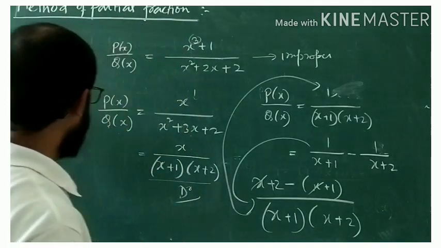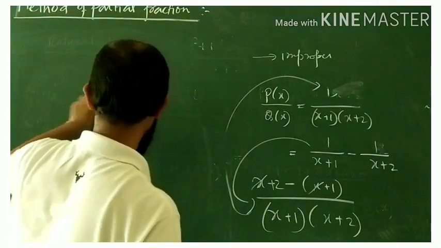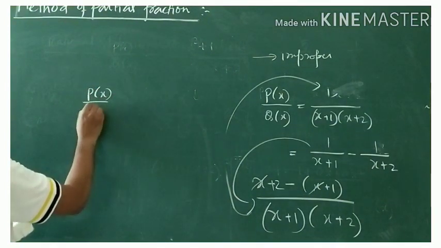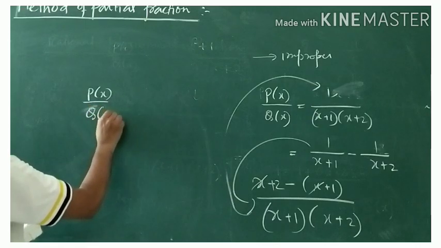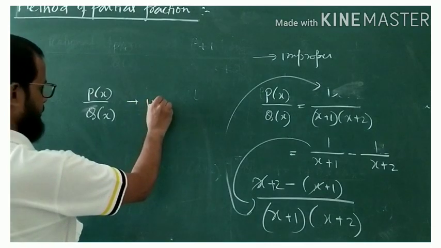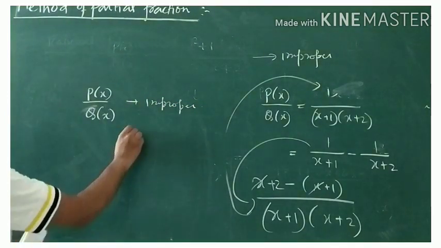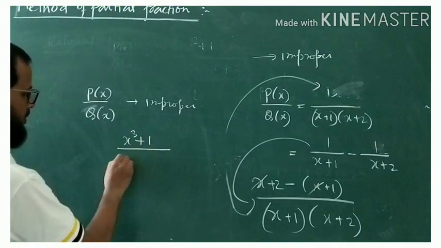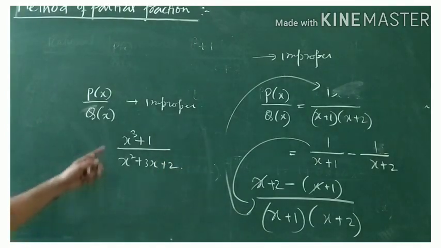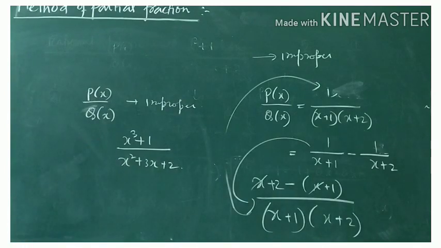Now how can you resolve an improper fraction into partial fractions? Suppose p(x)/q(x) is an improper one. Take an example: suppose (x³ + 1)/(x² + 3x + 2). This is an improper rational polynomial function. How to resolve it into a partial fraction?